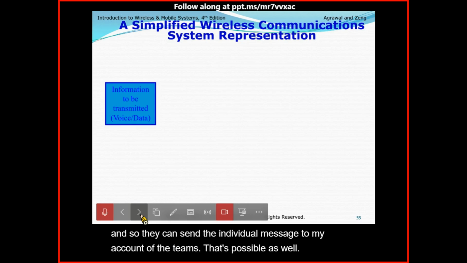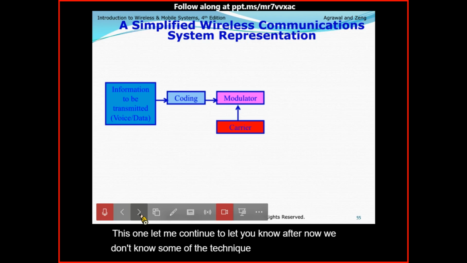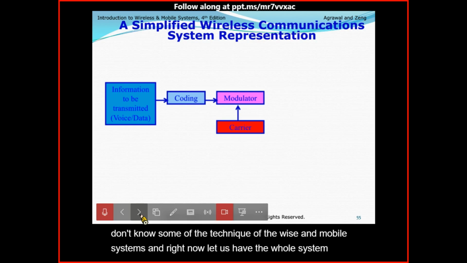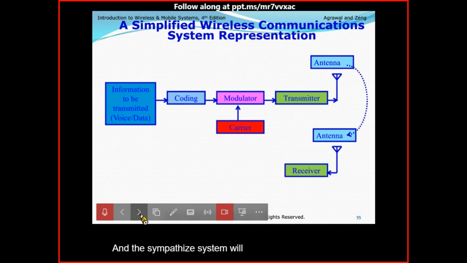Well, let me continue. Up to now, we have covered some of the techniques of voice and mobile systems. And right now, let us look at the whole system, but it's a simplified system. The simplified system will be discussed for some topics later.